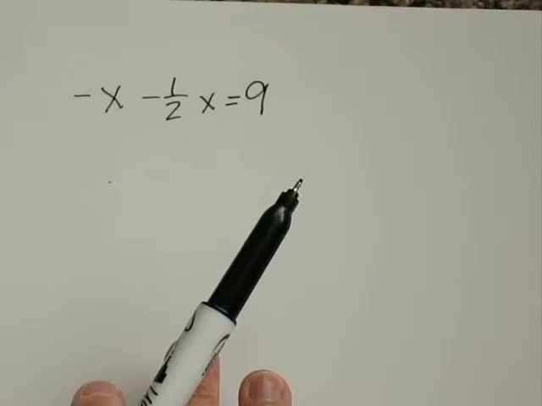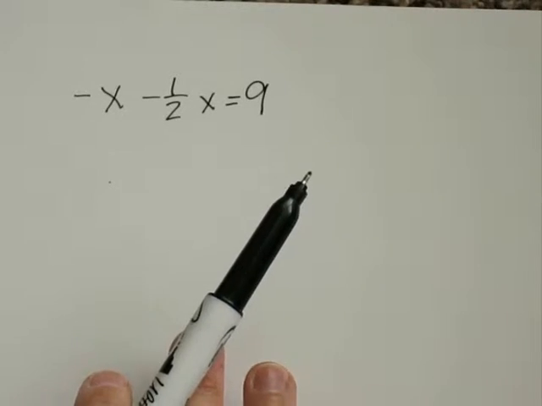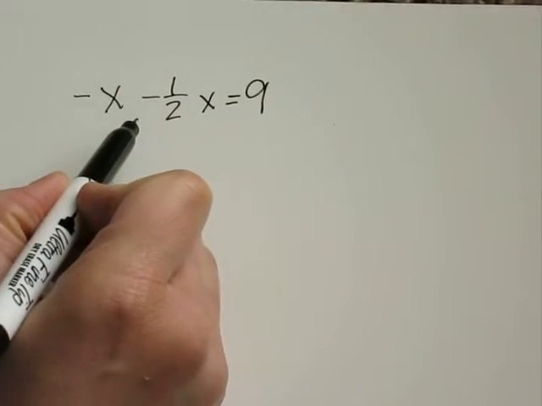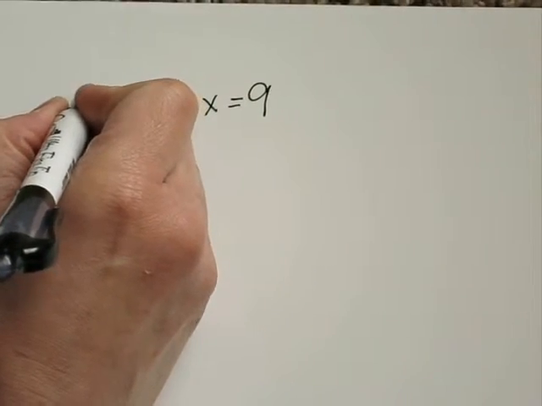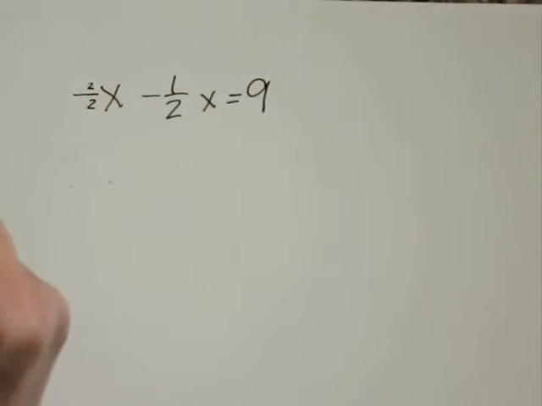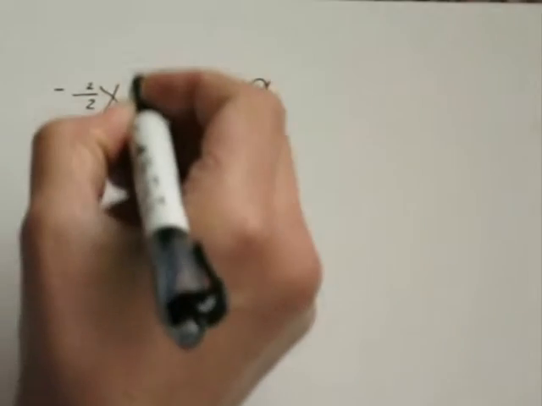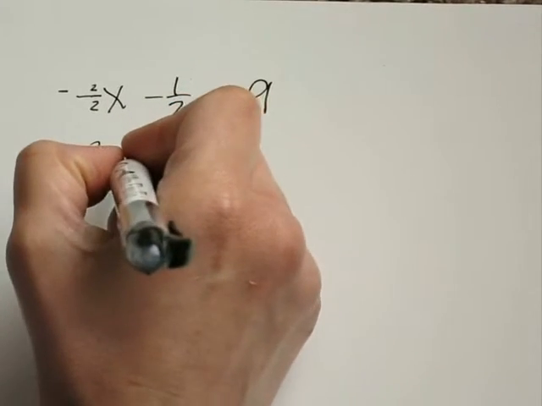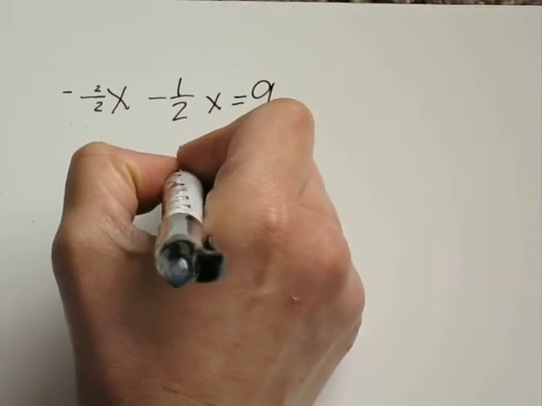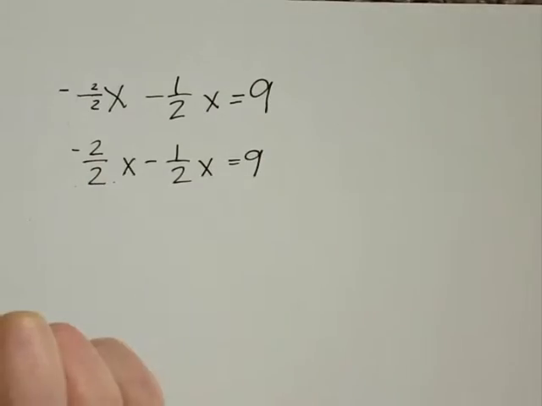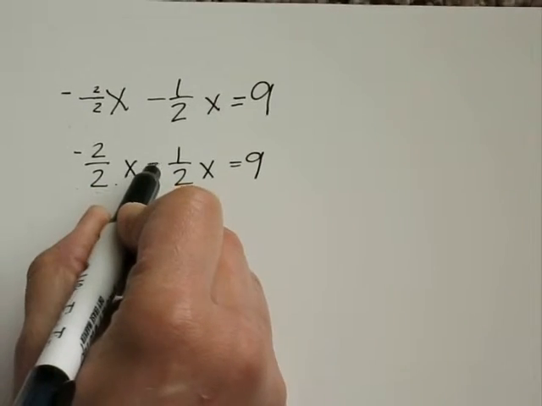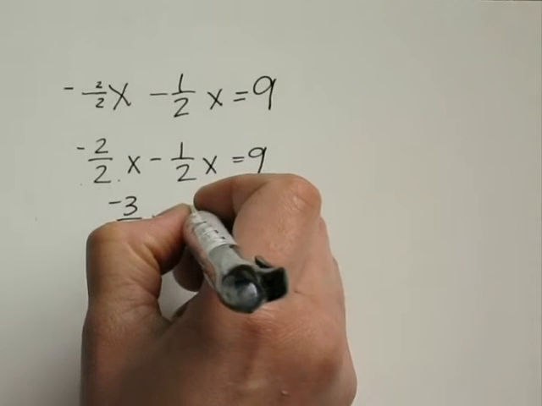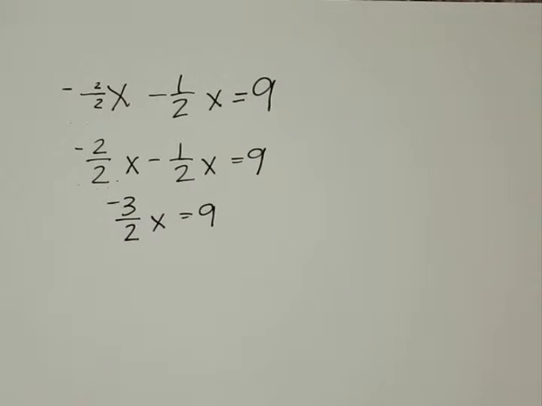Problem 21, negative x minus 1/2 x equals 9. I'm going to want to combine the coefficients of x. I'll want a common denominator since I'm subtracting fractions. So I'll take 2 over 2 times x to give me that common denominator. So I'll have negative 2 over 2x minus 1/2 x equals 9. Negative 2 minus 1 is negative 3 over 2x equals 9.